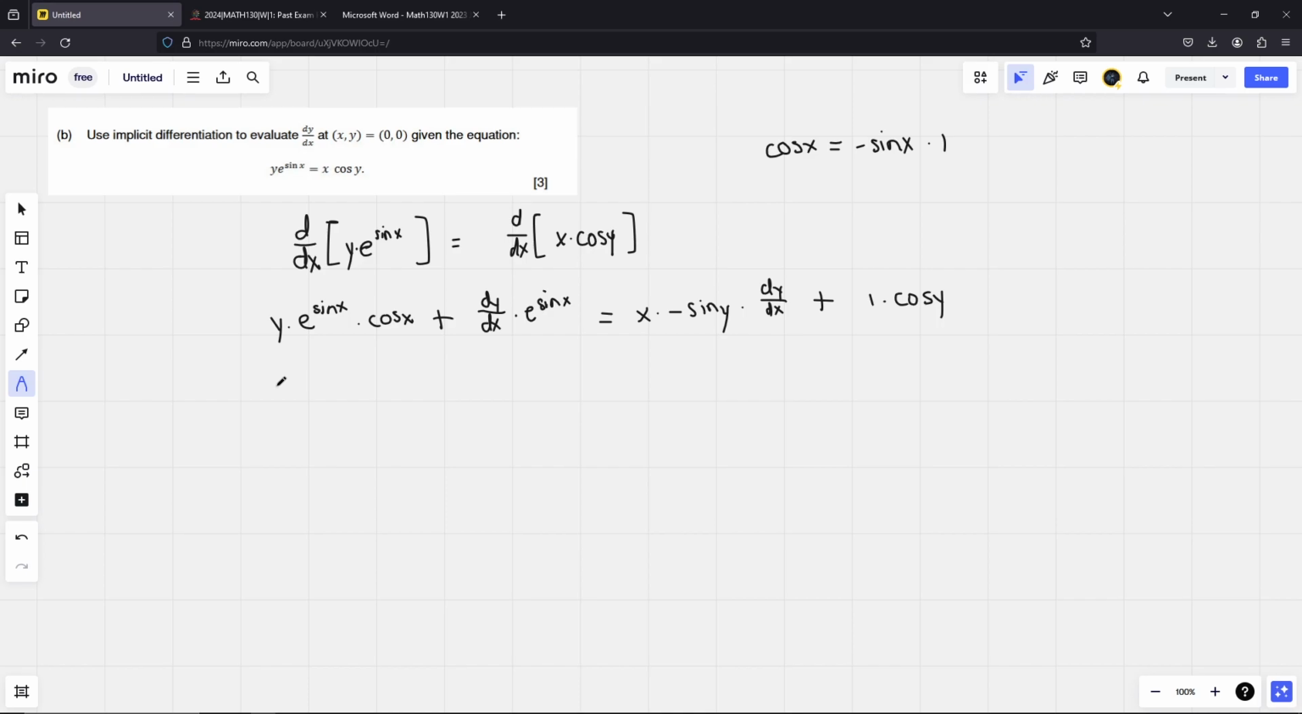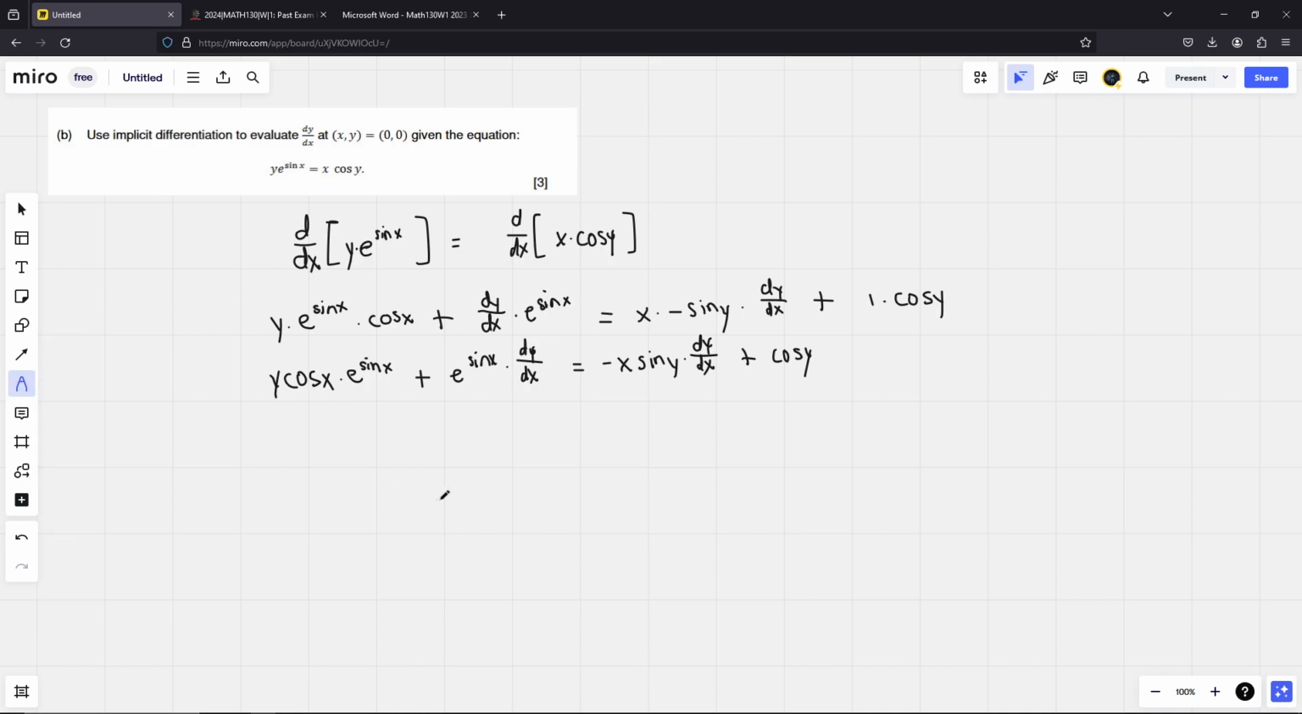Okay, let me tidy this up a bit. So I'm going to say this is y cos x multiplied by e to the sine x. Then I'm going to put this derivative at the back, so e to the sine x dy/dx. And then on the right hand side, this is going to be minus x sine y multiplied here by dy/dx, and then 1 times cos y is just going to be cos y. And I'm going to erase this part so we don't get confused.